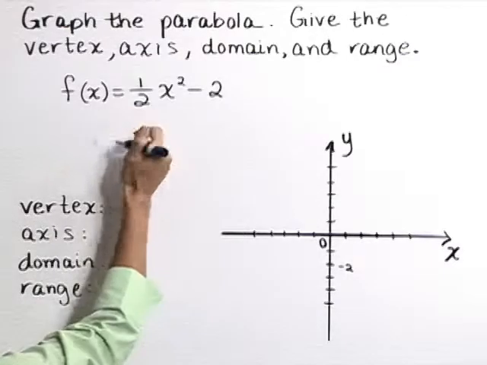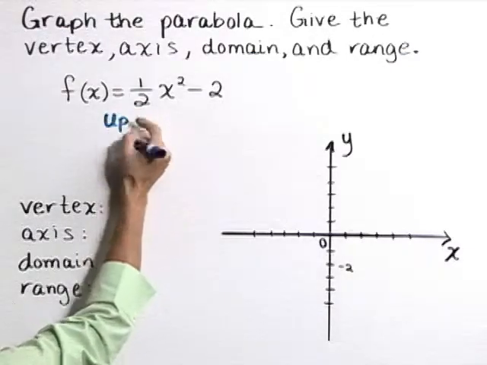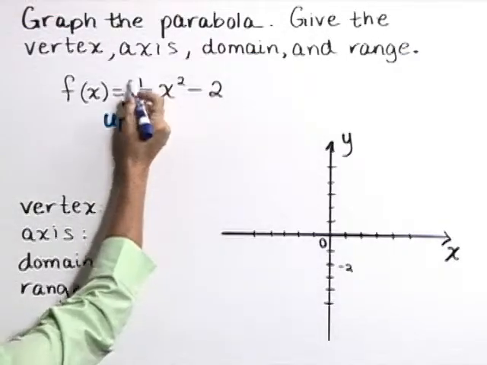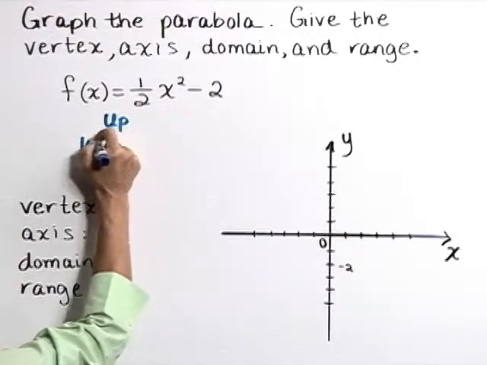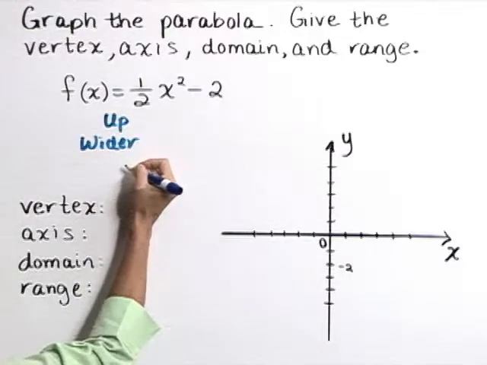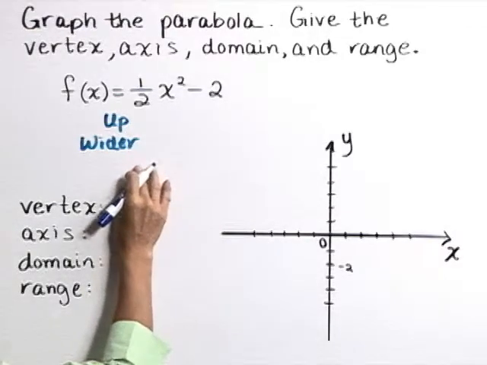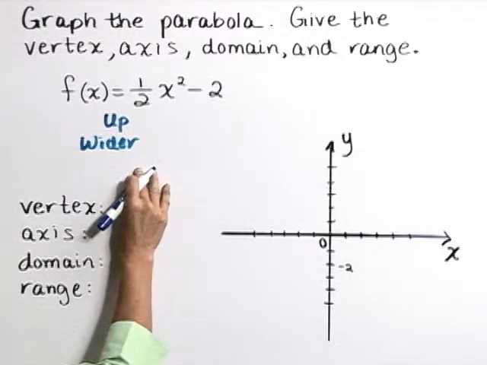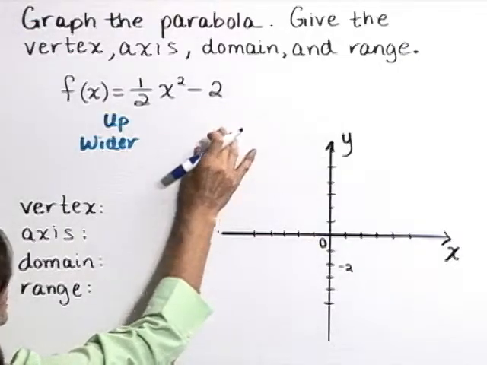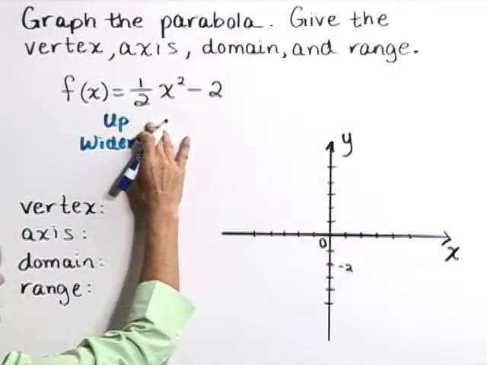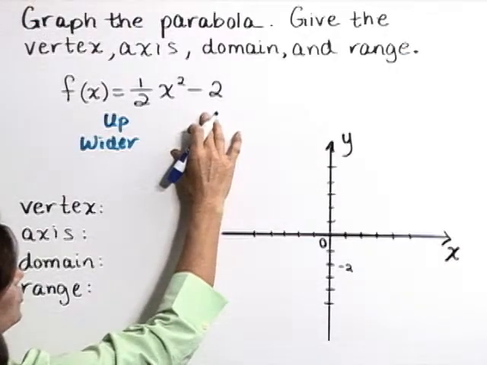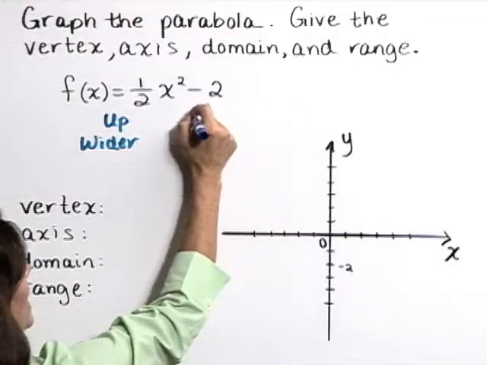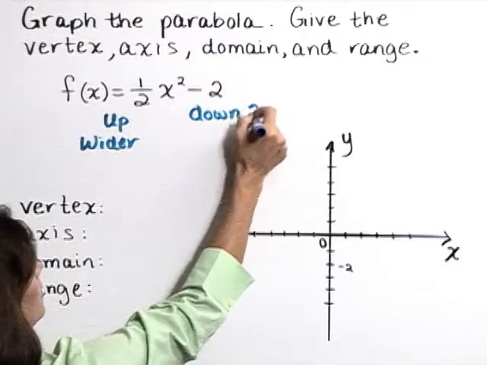Because it's a positive number, this parabola is going to open upward. Because it's a fraction whose absolute value is less than 1, it's going to be wider than our basic y equals x squared graph. There's no right or left horizontal shift, but this minus 2 indicates that our basic y equals x squared function is going to get shifted down 2 units.